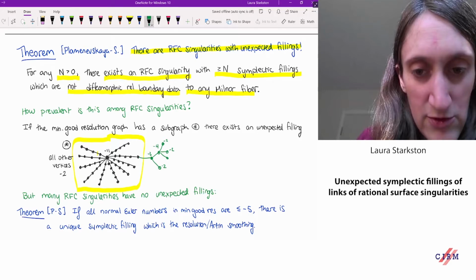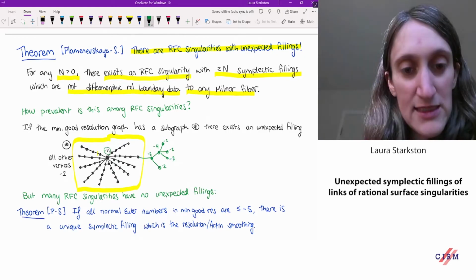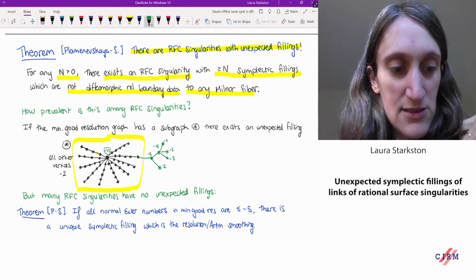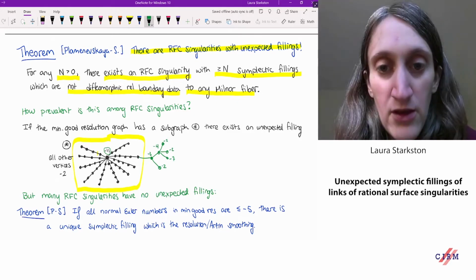So there are lots and lots of examples, because I could extend any of these graphs with unexpected fillings, however I want, in this RF, satisfying this condition on the valency of the vertices, no bad vertices, and get another set of examples with unexpected fillings. So there's a huge class of graphs that I could draw where these unexpected fillings show up. But there are also plenty of singularities in this class which do not have unexpected fillings.